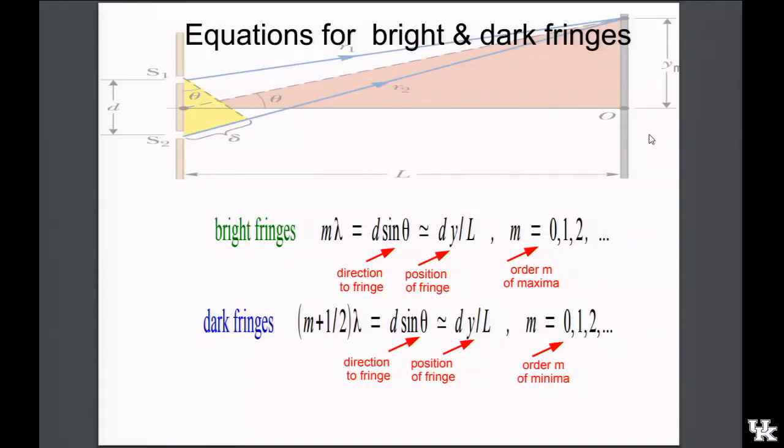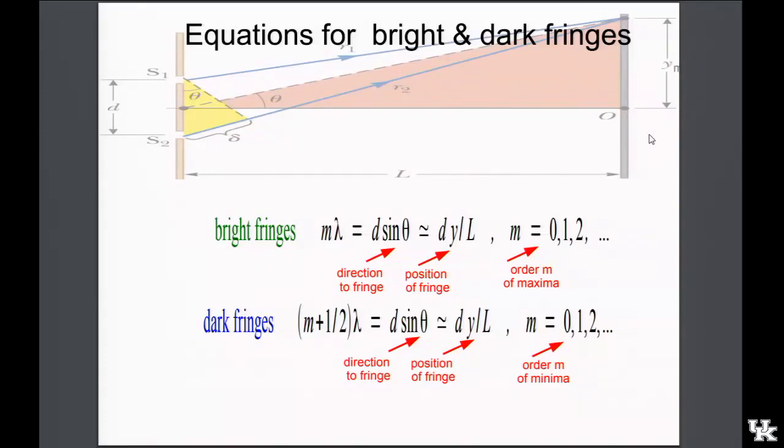The dark fringes. You get the dark fringes if that extra distance is a half integral number of wavelengths. So if that extra distance is half a wavelength, or 3/2 a wavelength, or 5/2 a wavelength, then you're going to get a dark fringe here. And so this equation expresses the location of the dark fringes in terms of the direction theta or the position on the screen y. So if m equals 0 here, that means the extra distance is half a wavelength. You get the 0th order dark fringe. If m is 1, that means the extra distance is 3/2 a wavelength. You're going to get the first order dark fringe, and so on and so forth.